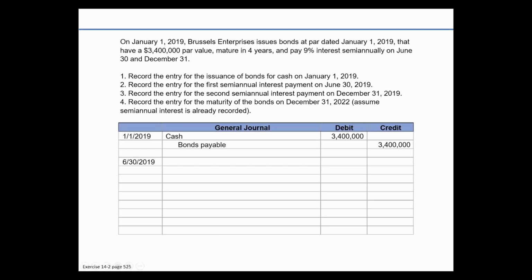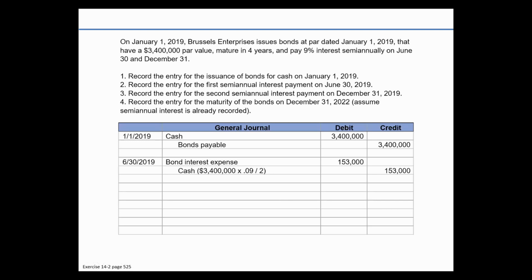And then, in order to record the first semi-annual interest payment, you would record a debit to bond interest expense for $153,000. And we figured that out because we also have to credit cash for the amount of the interest that we're paying. And so you take $3,400,000, multiply that by 0.09, which is the annual interest rate, divide that by 2, because you're going to pay it.